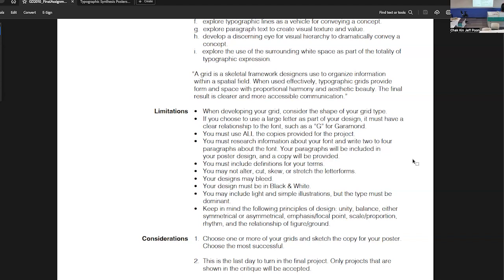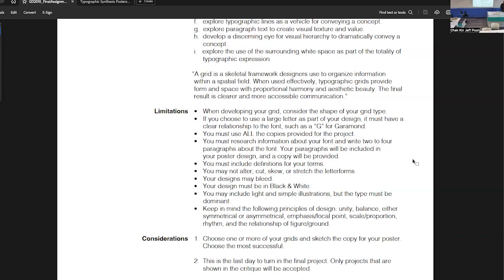Okay, your designs may bleed. Bleed is when something kind of goes like bleeding. When you look at it, do you understand what bleed actually is? You don't? Okay, I want to show you the example, to tell you what bleed is.